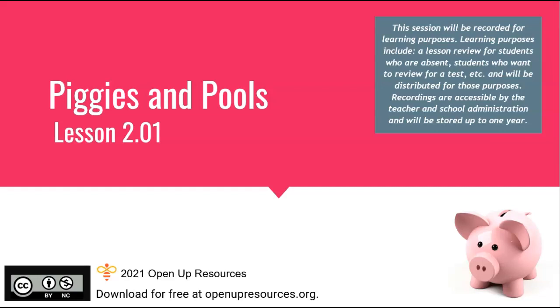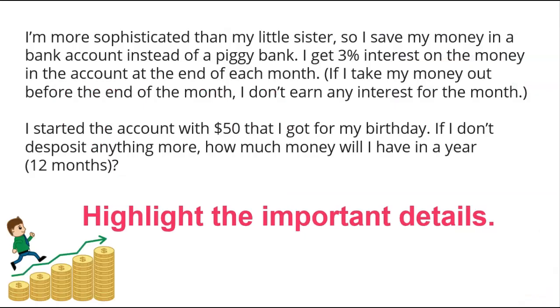So we're continuing on with part 2 of Piggies and Pools, lesson 2.01, our first lesson of unit 2. We've already discussed a couple of concepts, discrete and continuous, as well as domain. And we've looked at a couple of different linear functions, one that's discrete and one that's continuous. Now we're going to look at a couple more examples.